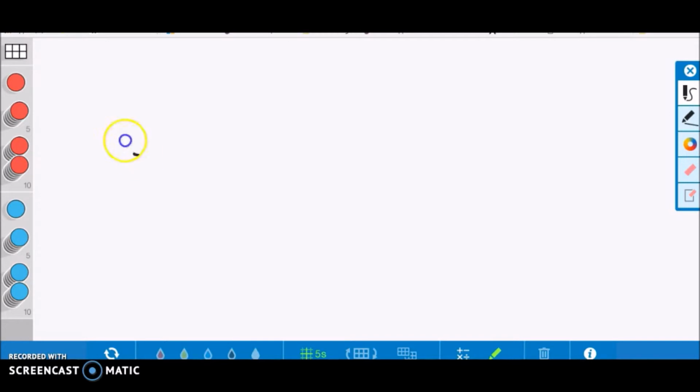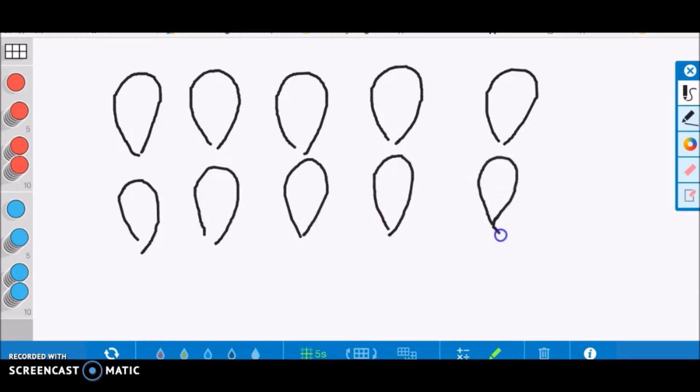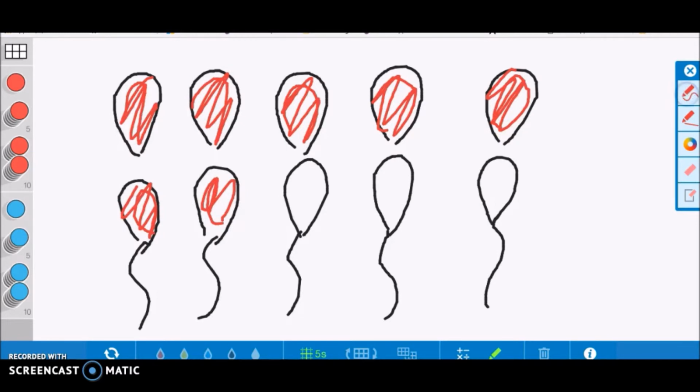Begin by drawing 10 balloons, five and 10, and color 7 of them red. One, two, three, four, 5, 6, and 7. And then count how many more you have to color to get to 10 balloons. 1, 2, 3.